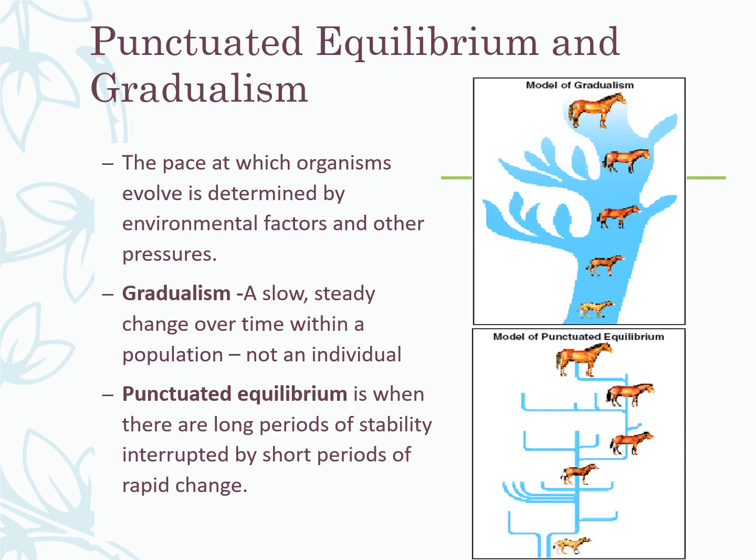Gradualism is a slow and steady change over time within a population. Again, it's not an individual. It's one ancient ancestor slowly changing and adapting to their environment until we see what we see as a species today. Then there's also punctuated equilibrium, which is when there are long periods of stability and slow changes over time, but then something causes the environment to drastically change, and therefore causes a rapid change in speciation or evolution.